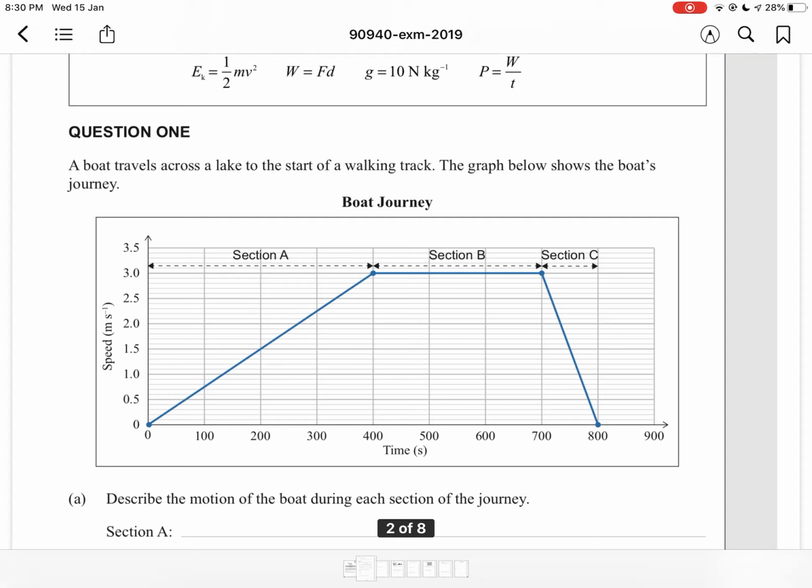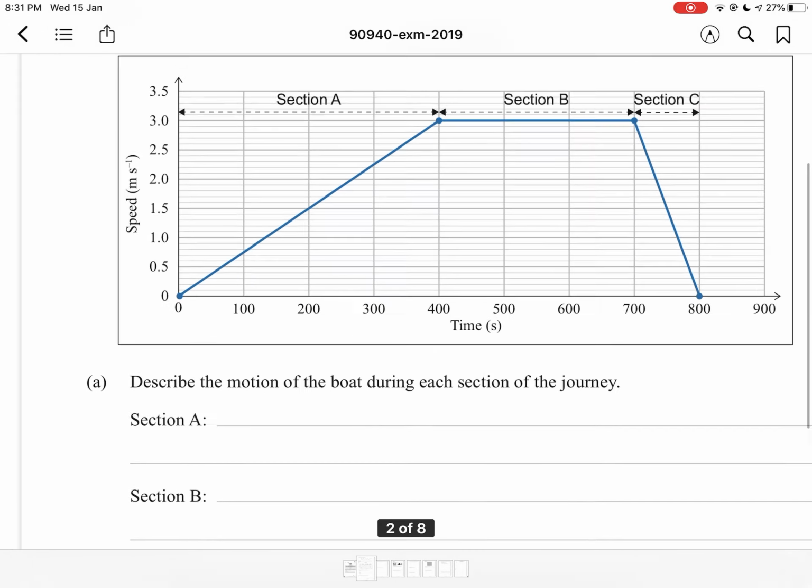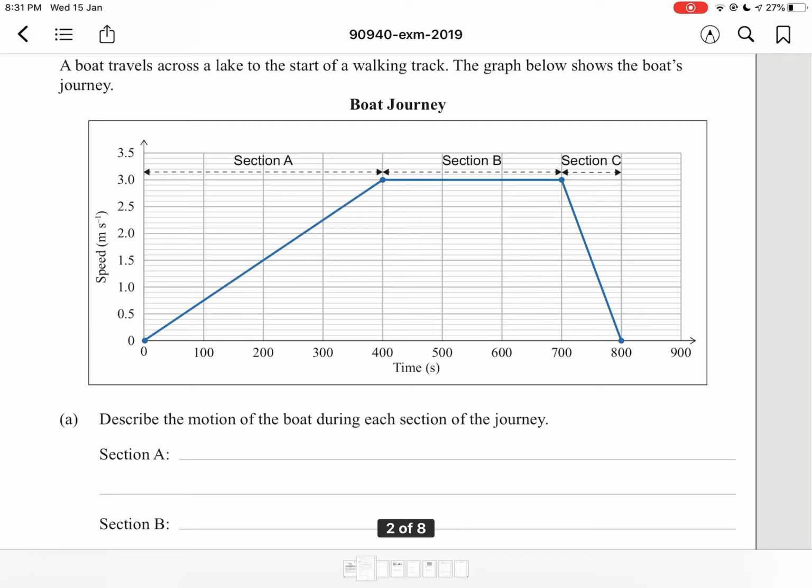So question 1, a boat travels across a lake to the start of a walking track. The graph below shows the boat's journey. Question 1a, describe the motion of the boat during each section of the journey.